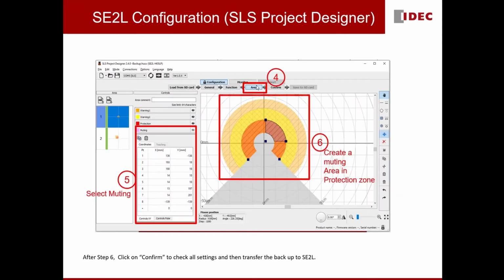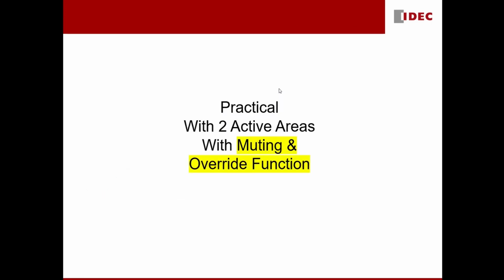Once we do that, a small area has to be designed. Once we checkbox the muting, we have to go to the area, then go to the muting option on the bottom side. Select an area in the protection zone, design as per the need, the square box or whatever design we would like to go with. Just design and save. Once we have done that, we can go to confirm. The remaining procedures are the same as the previous video solutions of downloading a backup into the SLS project designer. So we'll see both the practicals in one go.